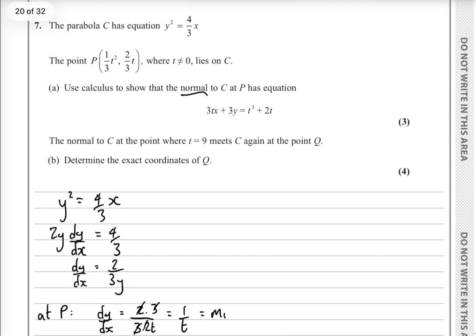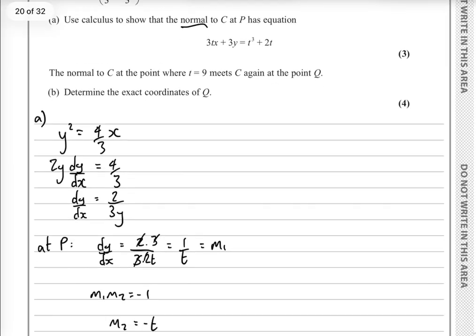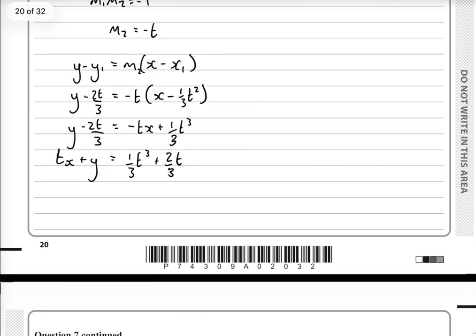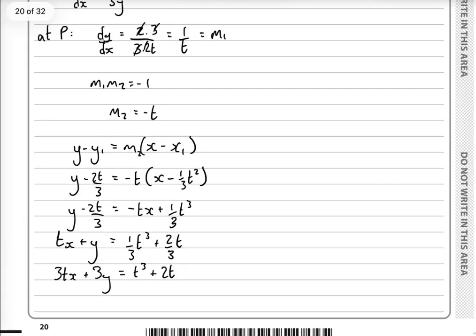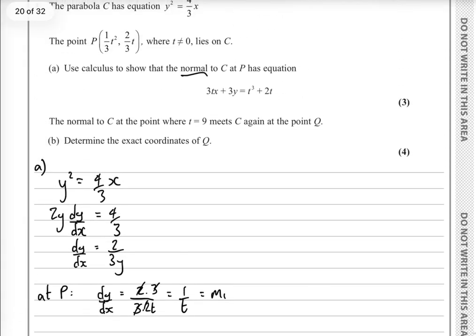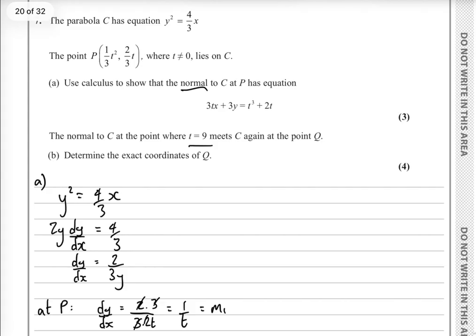Is that what we're looking for? Very close. So multiplying across by the 3, we get 3tx plus 3y equals t cubed plus 2t, which now matches what they require. Part B. The normal to C at the point where t equals 9 meets C again at the point Q. So P is one of the meeting points and Q is the other. Determine the exact coordinates of Q.